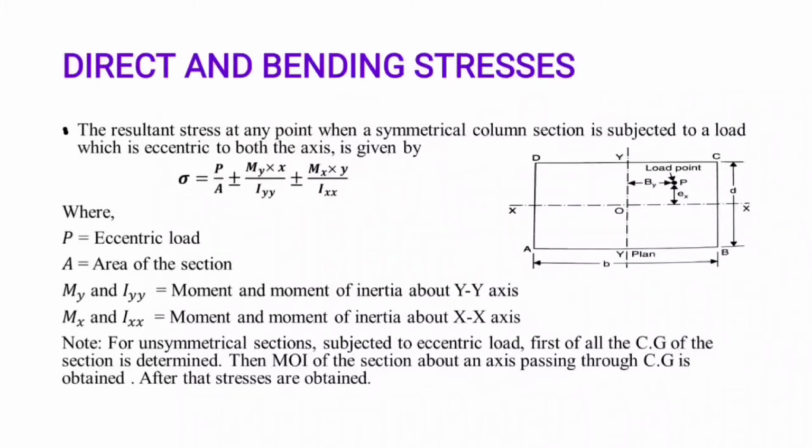For unsymmetrical sections subjected to eccentric load, first of all, we determine the center of gravity, then the moment of inertia of the section about the axis passing through the center of gravity. First the center of gravity, next the moment of inertia about the center of gravity, next we find out the stresses.